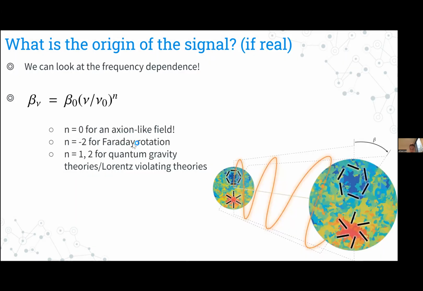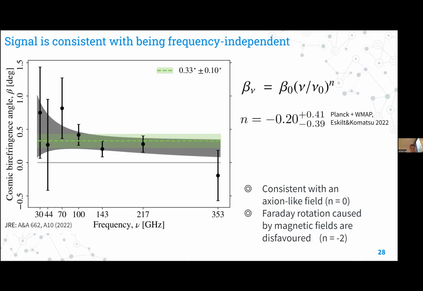Another question we asked was, what is the origin of this signal, if it is a real signal? As I talked about in the beginning, axions will predict a frequency independent signal. So if we model the cosmic birefringence angle to be proportional to frequency to the power of n, then n will be 0 for axion-like fields, while for Faraday rotation caused by magnetic fields, n will be -2. You also have other, more exotic theories that predict different integer values for n. So the idea is to sample for beta naught and n to see what the frequency dependence is, and we did that in a follow-up work.